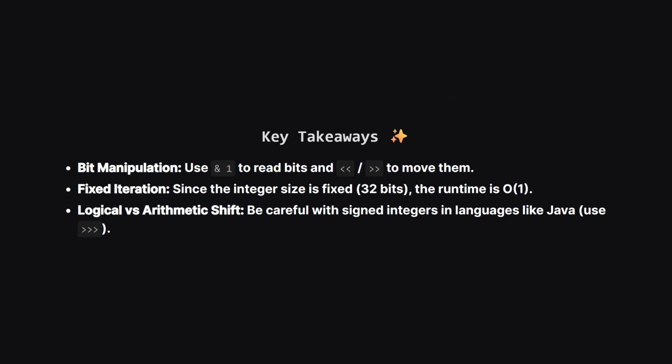So let's wrap it up. We learned how to use bitwise and shifts to process binary data. We saw that because the input size is fixed at 32 bits, our solution is constant time. And we noted the importance of choosing the correct shift operator depending on your language.